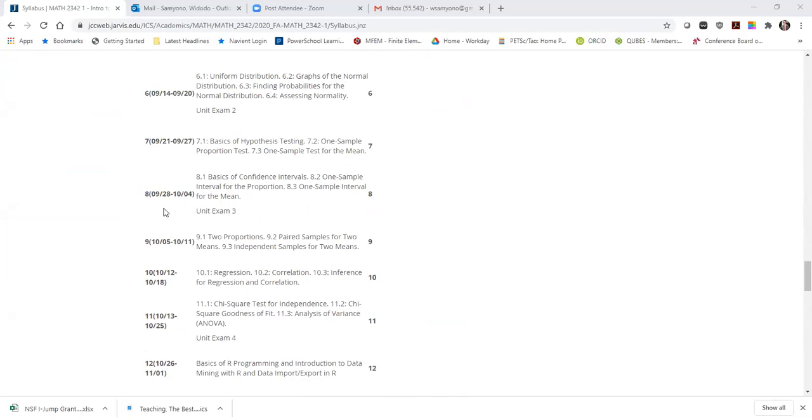It should actually start from today. Today is 29, right? Oh, sorry, it starts from yesterday, 28, okay, and then up to this coming Sunday, okay. So for week 8, we will discuss the basics of confidence intervals and the one sample interval for the proportion, and then the one sample interval for the mean, okay.